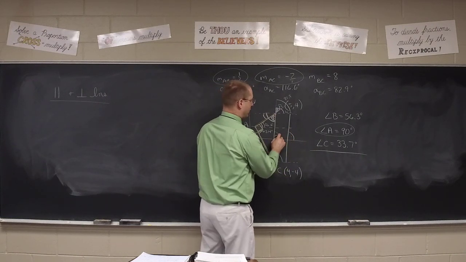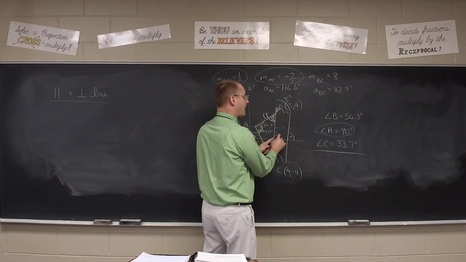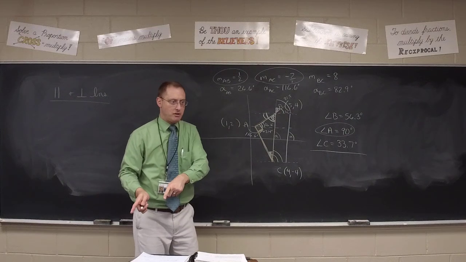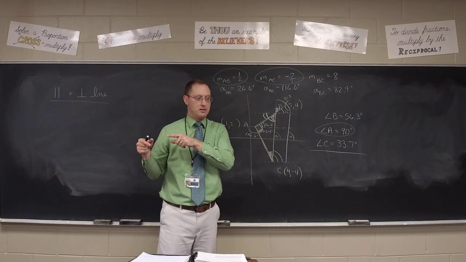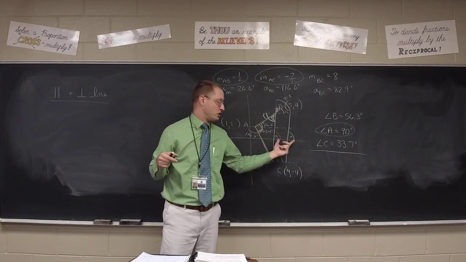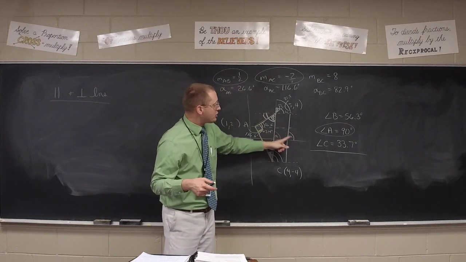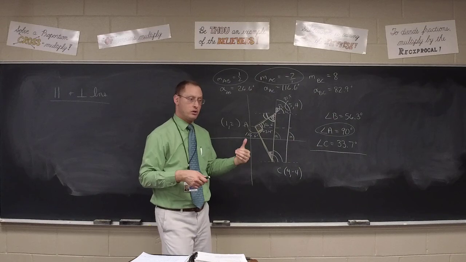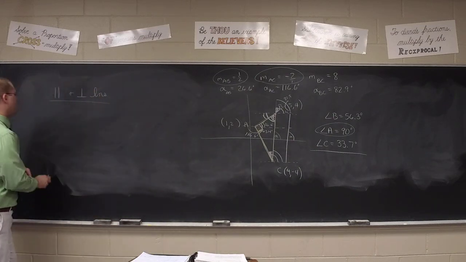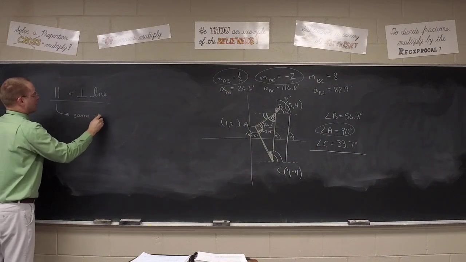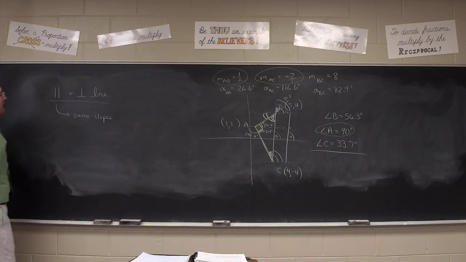These corresponding angles are angles of inclination. So if they have equal angles of inclination, well, what does angle of inclination depend on? The slope. So if they have equal angles of inclination, that would be because they have equal slopes. So if you will, get this down: parallel lines have the same slopes.